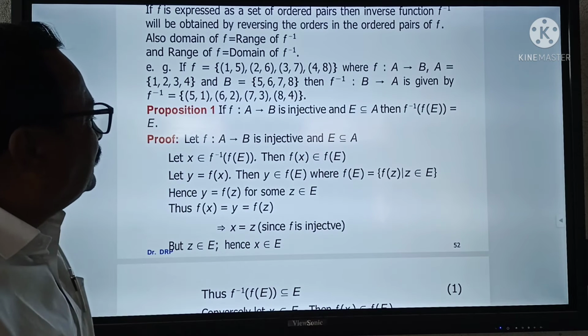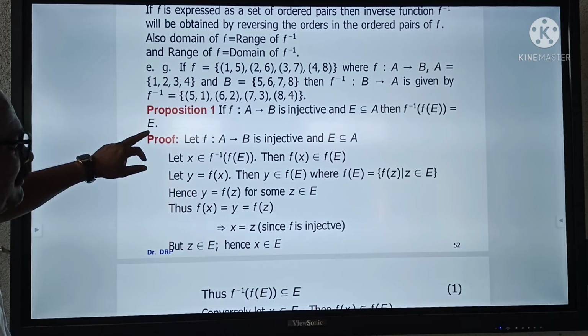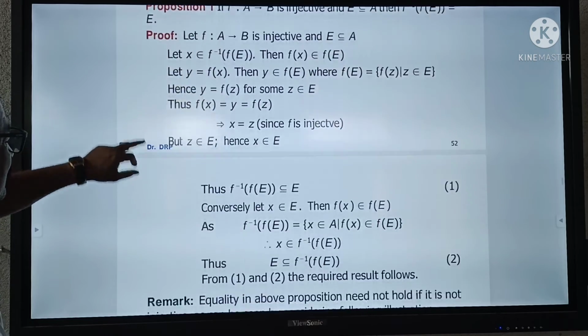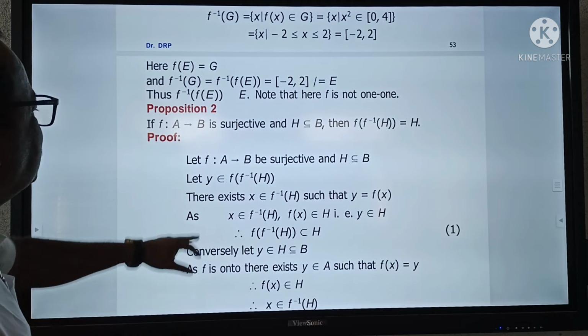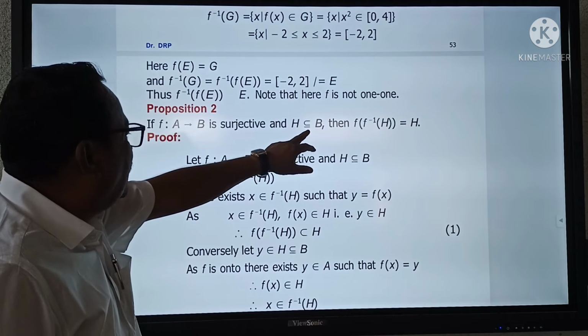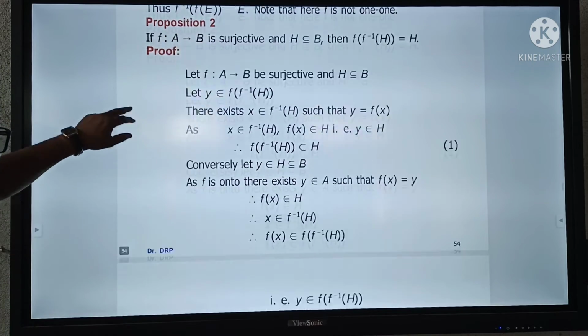Okay. So, proposition: if f from A to B is injective, meaning one-to-one, and E is a subset of A, then f inverse of f of E is equal to E. Remember the proposition, not the proof of this one. So if f from A to B is surjective, meaning onto, and H is a subset of B, then f of f inverse of H means H actually.